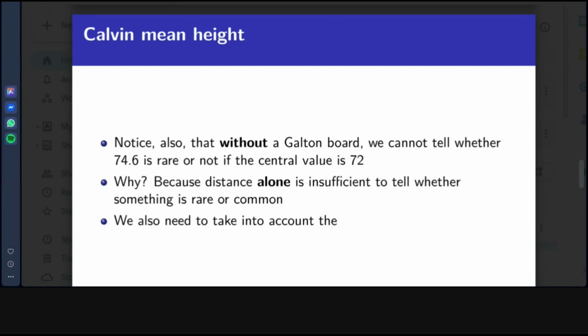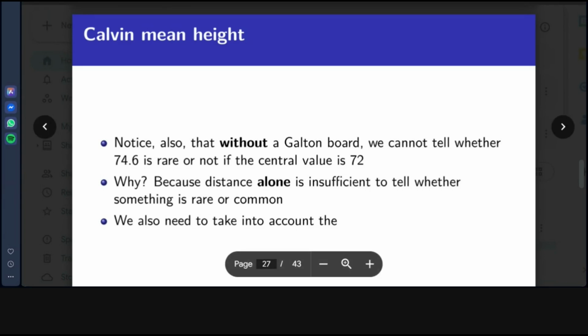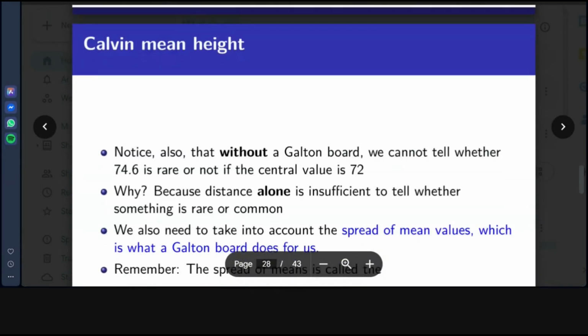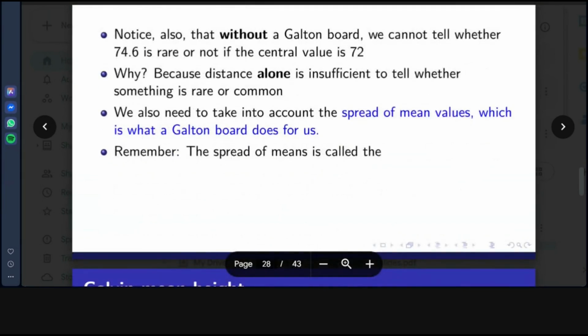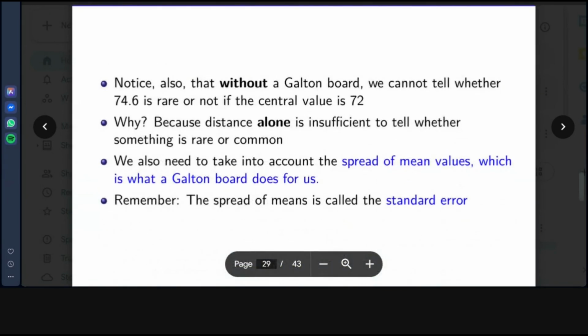It seems extreme, but do you realize that without a Galton board and looking at the distribution of all possible means that you could get from the population, it's impossible to tell how extreme $50 is, right? Yes, it is more than 25, but is it extreme or not? So you need to take into account all the other mean values that you could see, and that's why you need to take into account the spread of the mean values, which is what the Galton board does for us. And you recall from the last class, the spread of means is called, it's two words, also the word standard is there, but it's not a standard deviation, it's a standard error, if you remember.